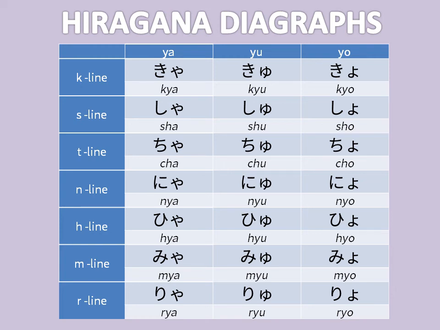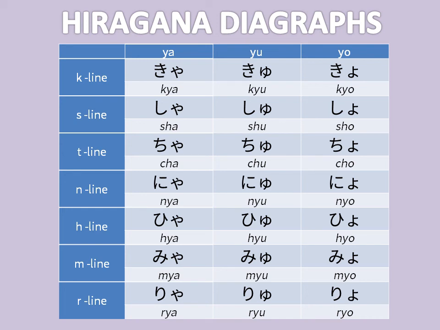In the sa line, shi and ya becomes sha. Shi and yu becomes shu. Shi and yo becomes sho. You might be thinking why the y sound is not there, but that's just how it is. It's the convention. Similarly, in the ta line, chi and ya becomes cha. Chi and yu becomes chu. Chi and yo becomes cho.